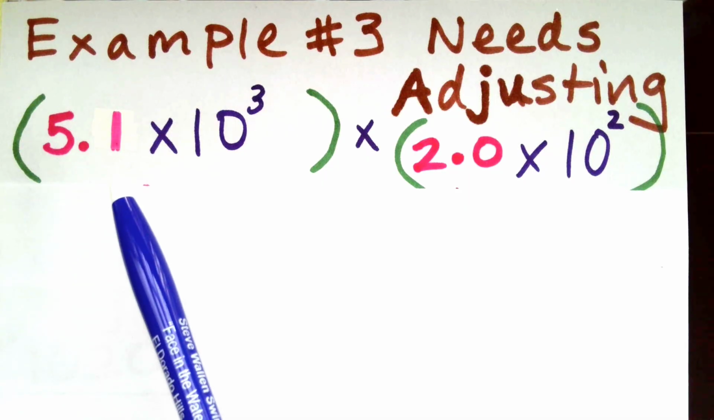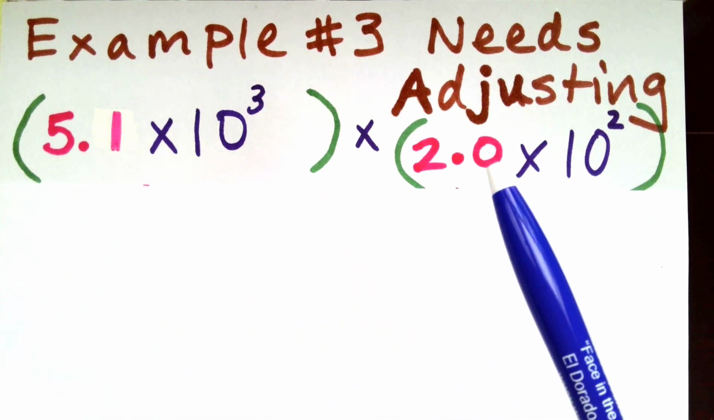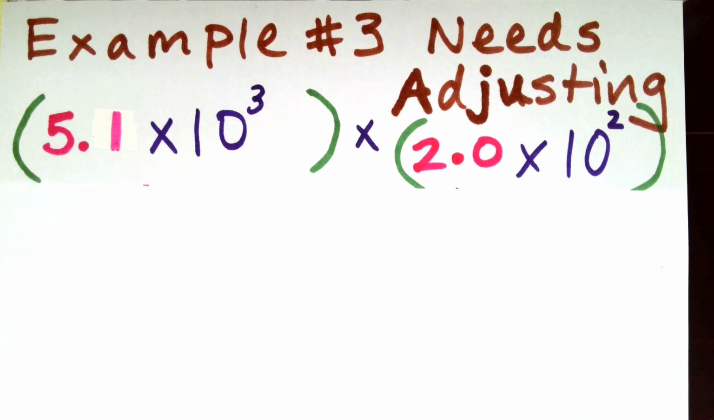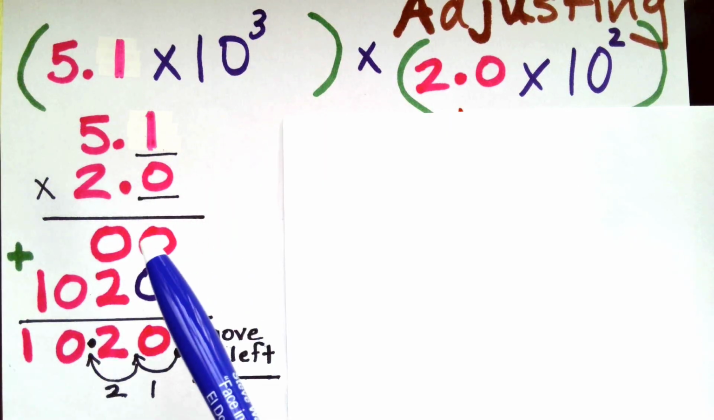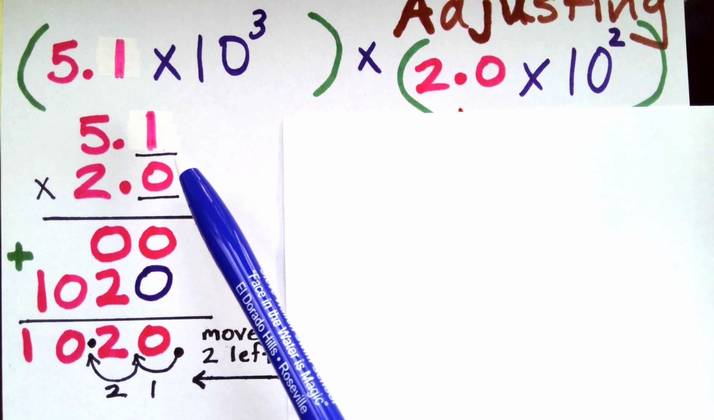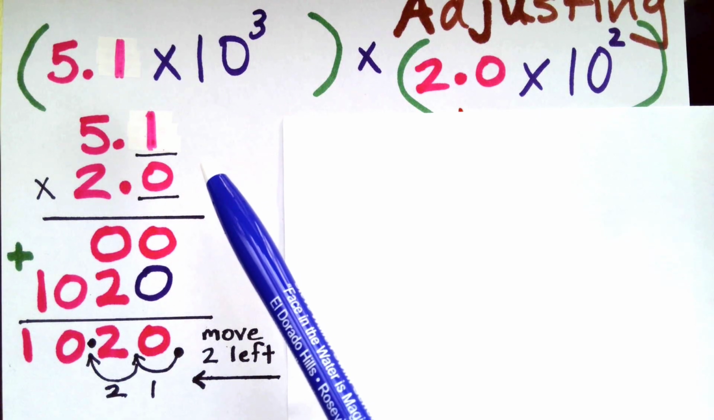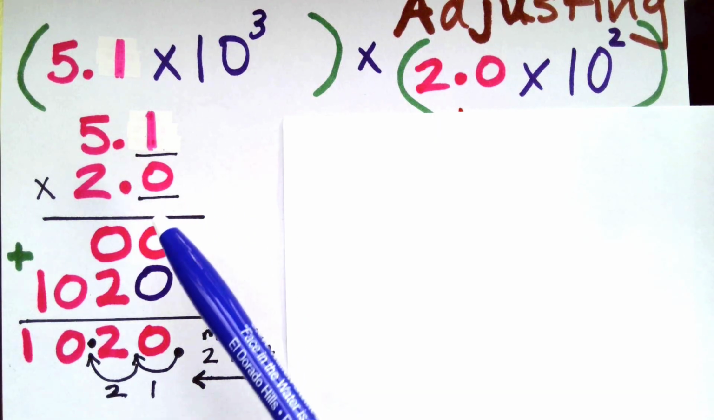Coefficient 5.1 times 10 to the third power times coefficient 2.0 times 10 to the second power. What's the first step you want to take in finding the product? In step 1, you're going to want to multiply these two coefficients. We have 2 digits to the right of the decimal. We have to keep that in mind because we're going to have to adjust our final product coefficient. And so let's just get started.